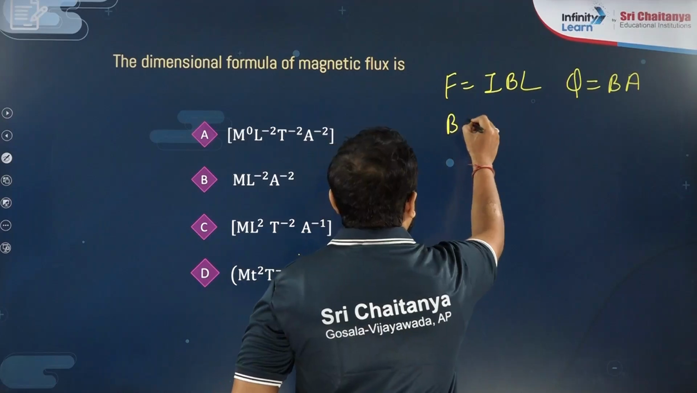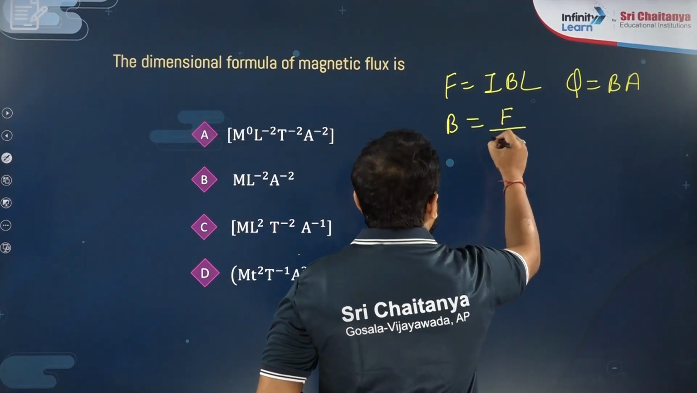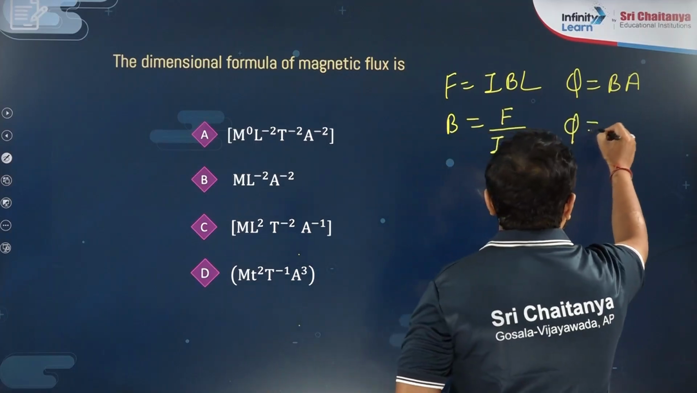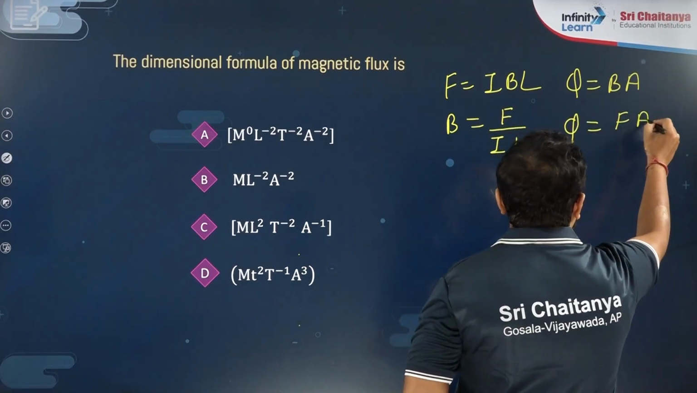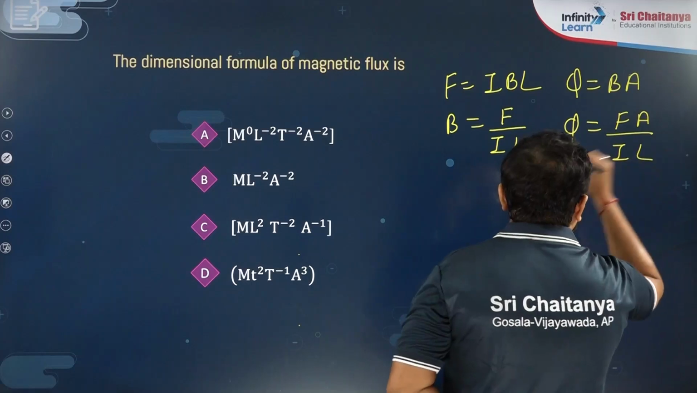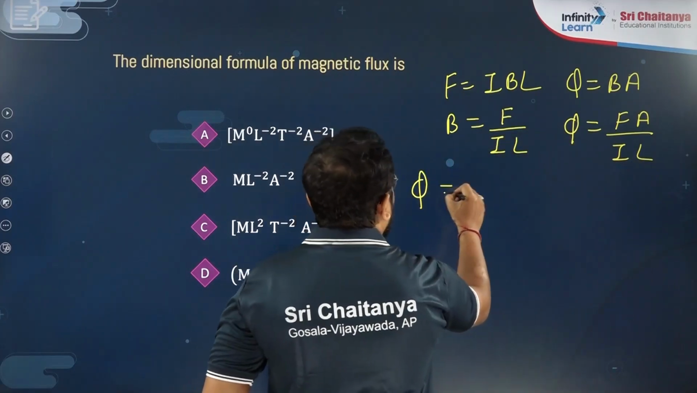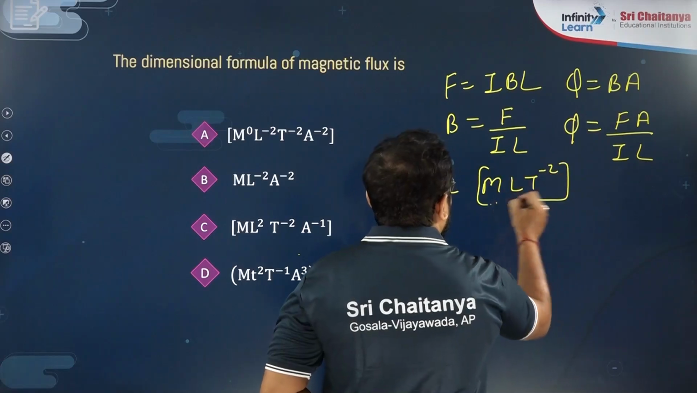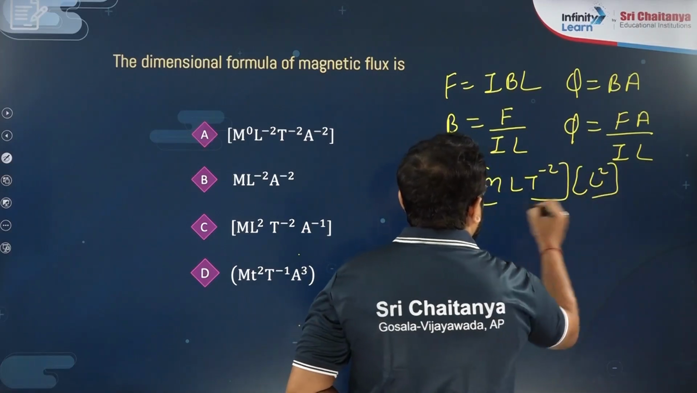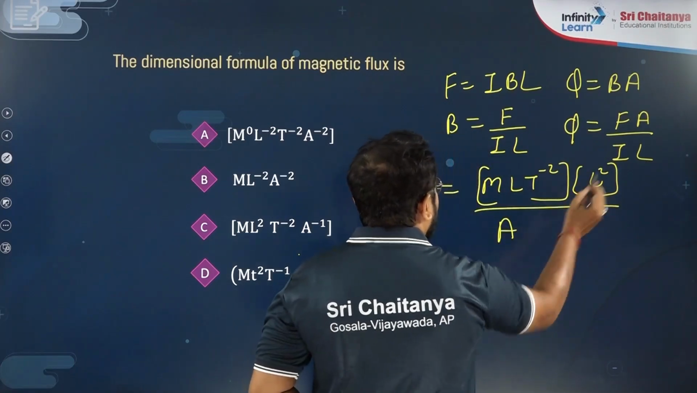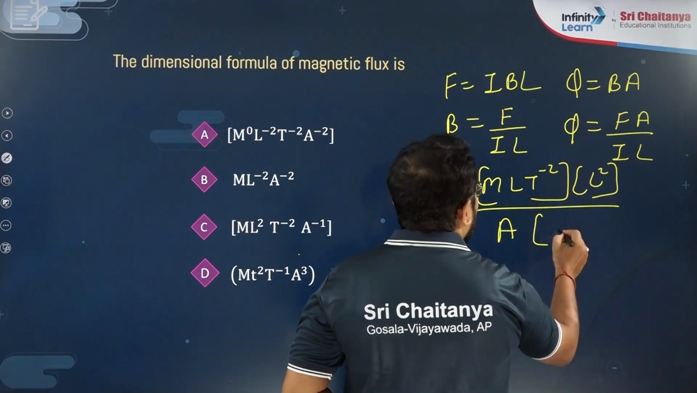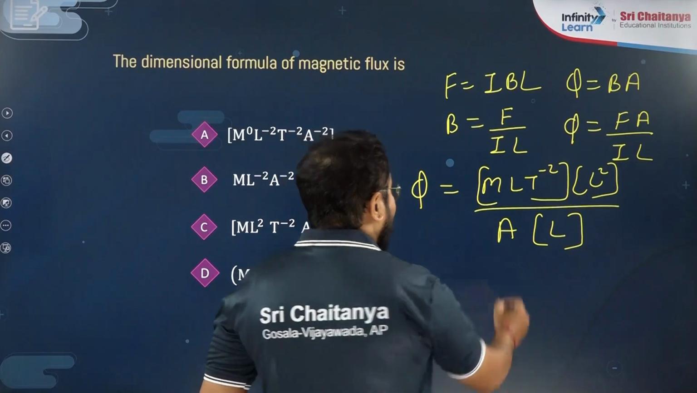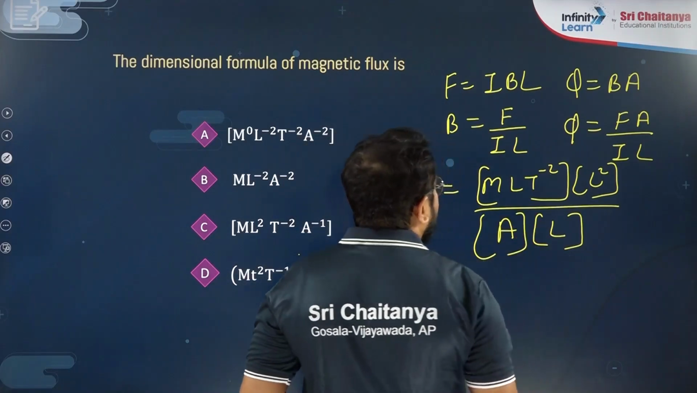Now what will be the formula for B? F is equal to I into L, so B is F upon IL. So the flux will become F into A divided by I L. So find out the flux formula. What is force dimension? MLT minus 2. What is area? L square. What is I? Ampere. What is L? L is again length, so it will be L only.